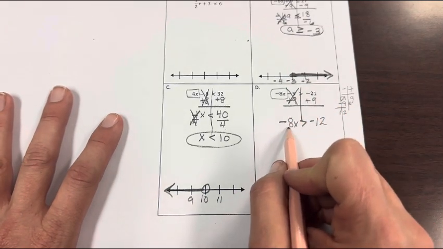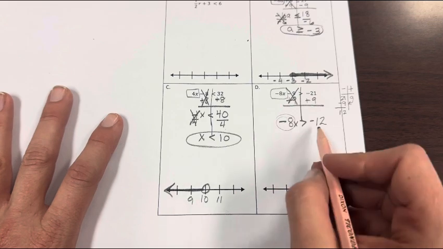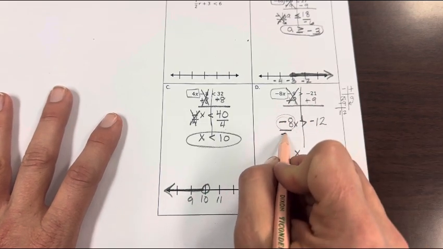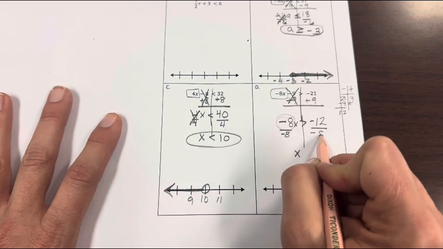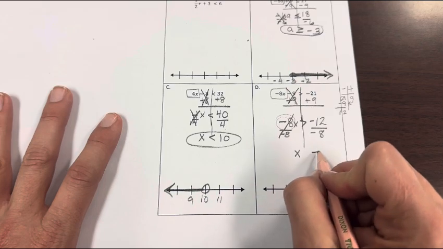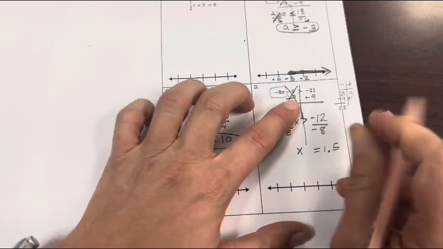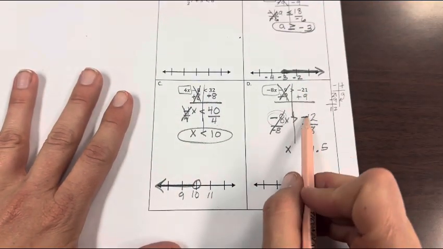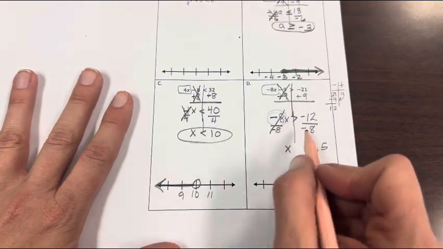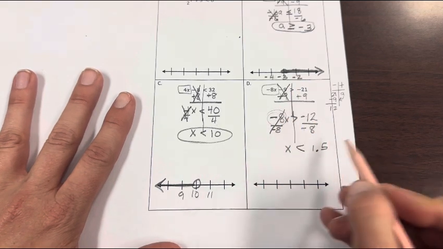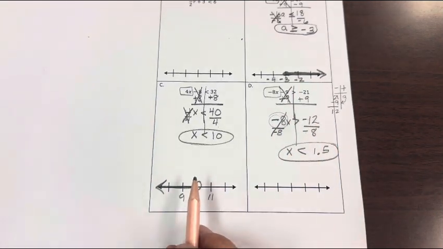So remember, because this is negative right here, I'm going to have to flip my sign. So if I divide by negative 8 to get rid of that, what I do to one side, I do to the other. 12 divided by 8 is going to be 1.5. Sorry, I'm so used to putting equal signs. And a negative divided by a negative is going to be a positive. So because we divided by a negative, we're going to have to flip that sign.